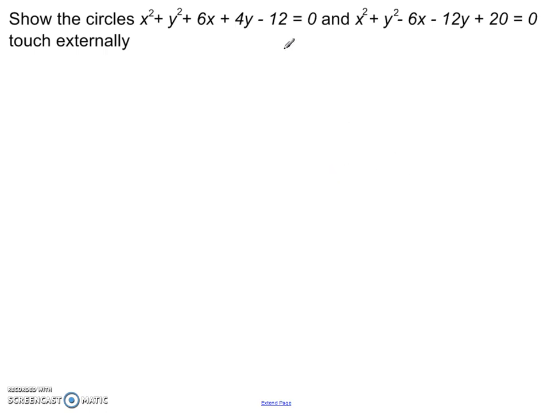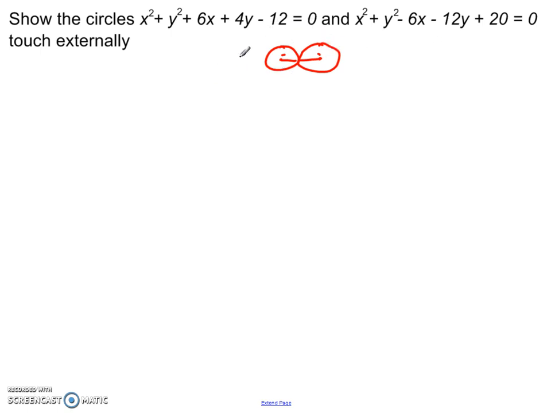Well, if we remember this scenario, the two circles touching externally looked like that. It was a single point touching externally. There's my centre of one, there's my centre and radius of the other. The distance between the two centres was equal to the sum of the two radii. So we have to prove that in order to show that these two circles touch externally at a single point.